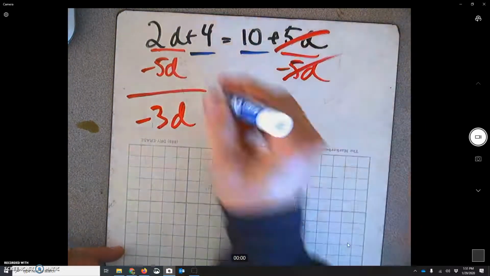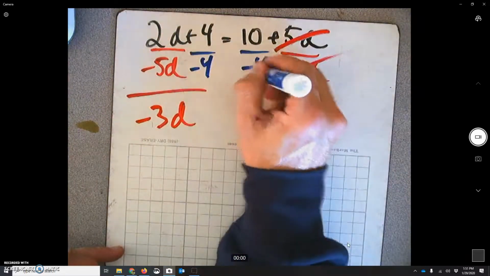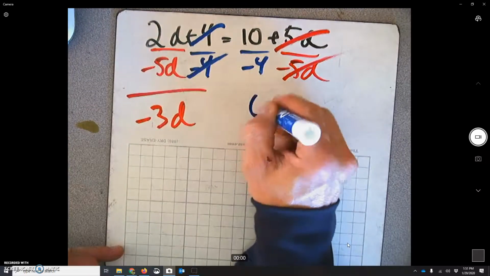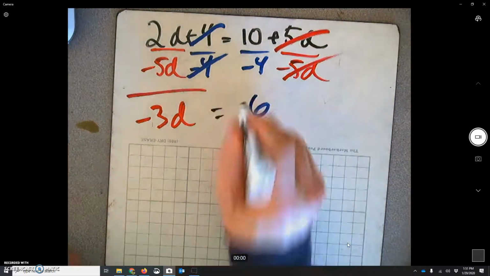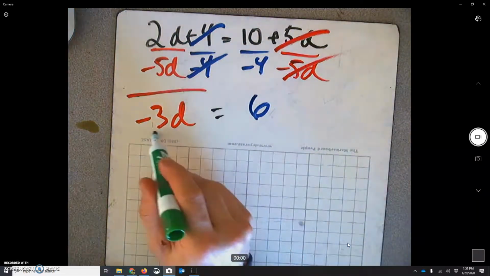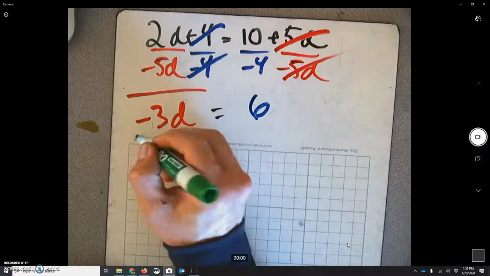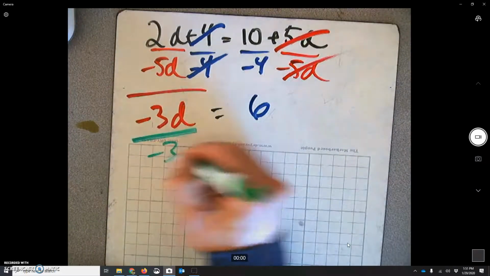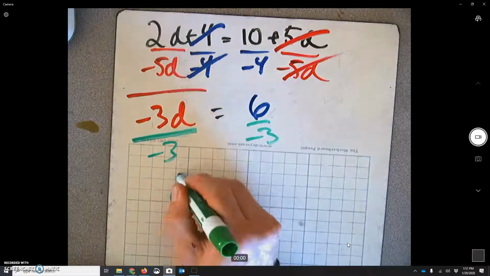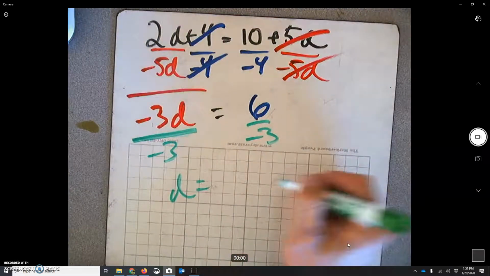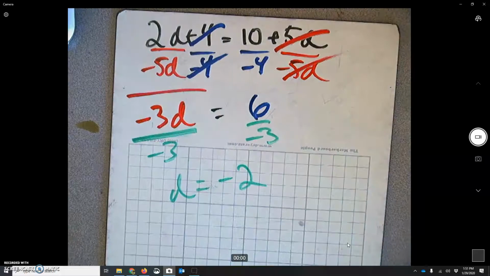We're going to subtract 4 from both sides. Cross off. 10 minus 4 is 6. And last step is to divide both sides by the number that's in front of our d, our variable, which is negative 3. So d is equal to 6 over negative 3, which is negative 2.